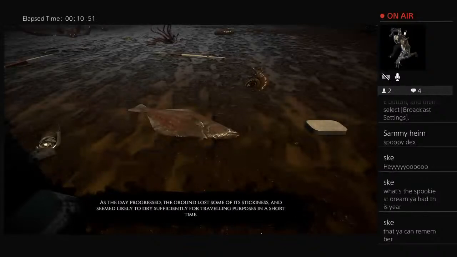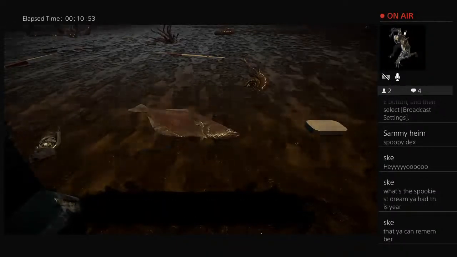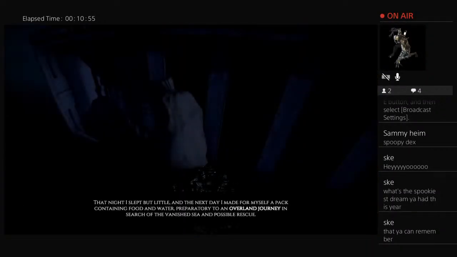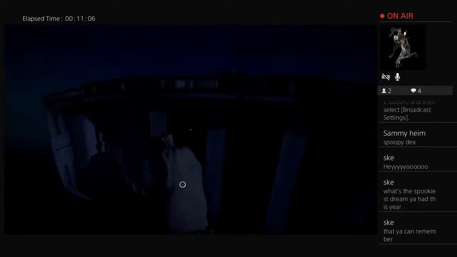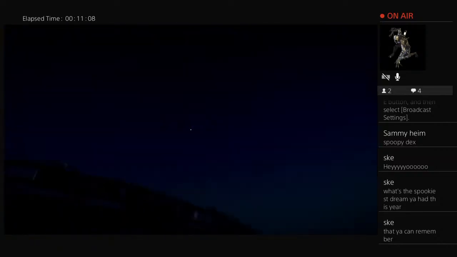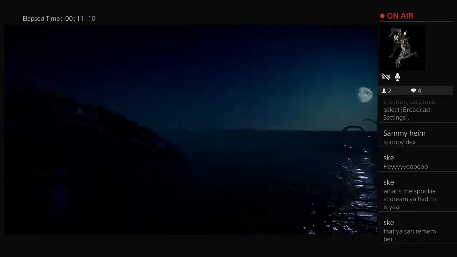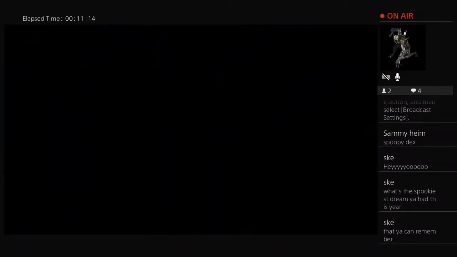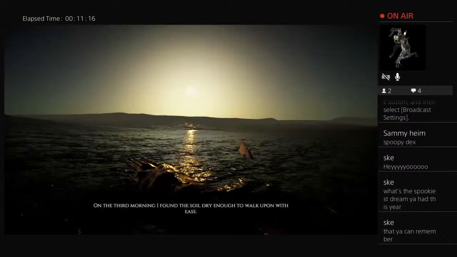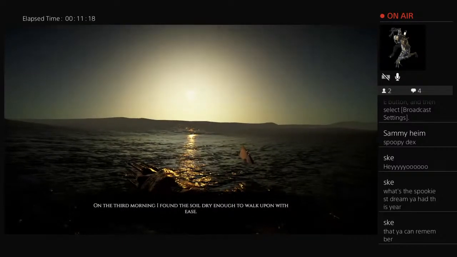Spooky dream. Have you had that dream this year? I had a dream where I was wandering through a desert, and I made myself a pack containing food and water. It was daytime, but just everything was gray, and I don't know, I was just wandering for the longest time, and I just found the soil kind of dry enough to walk upon with ease.